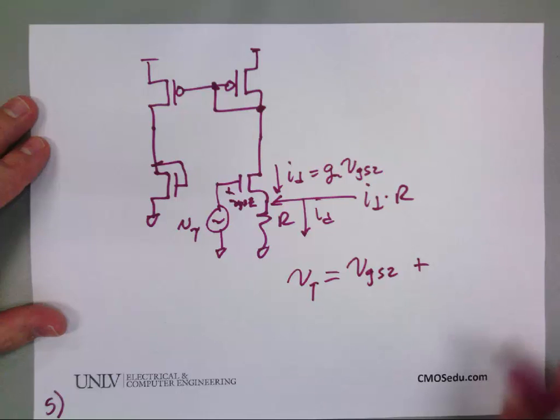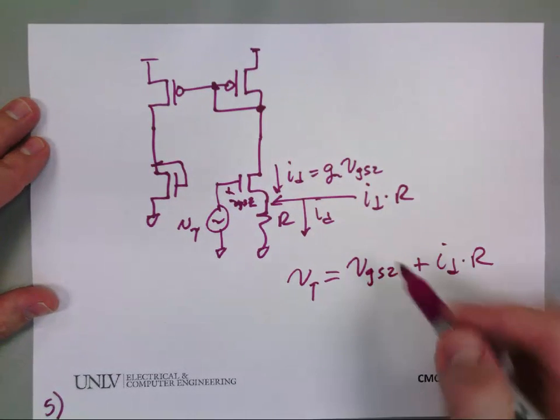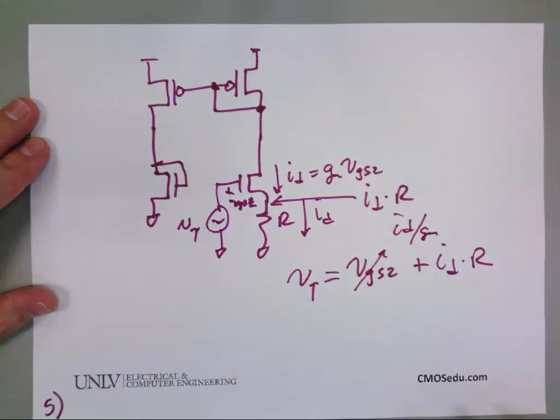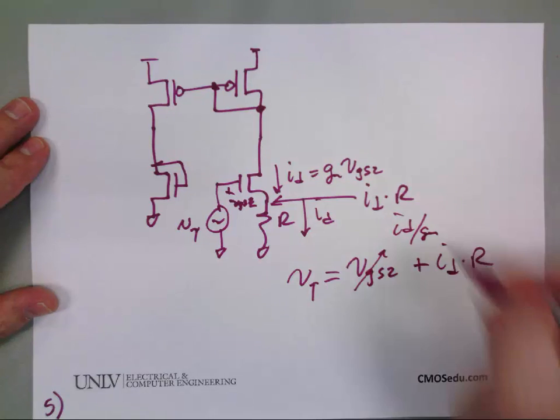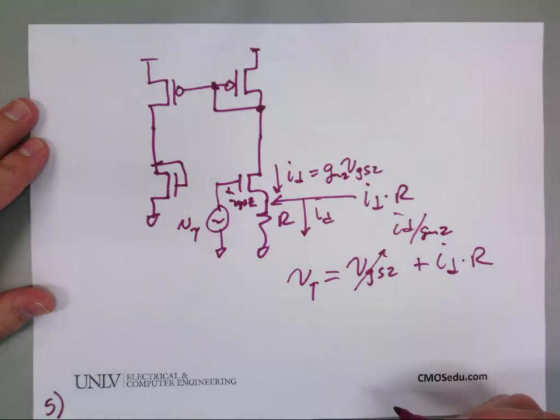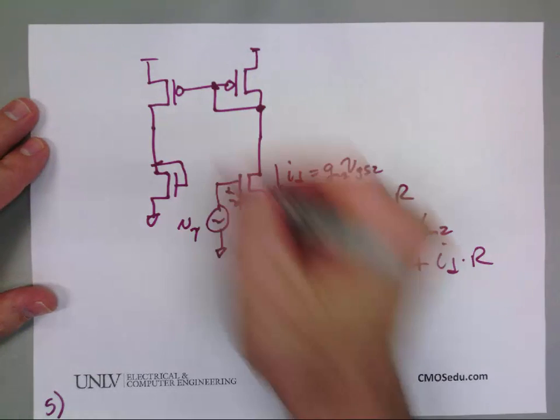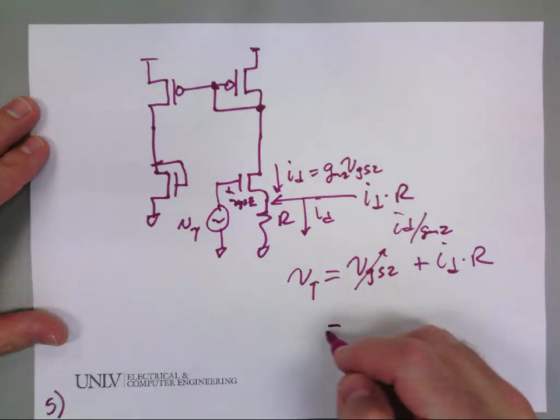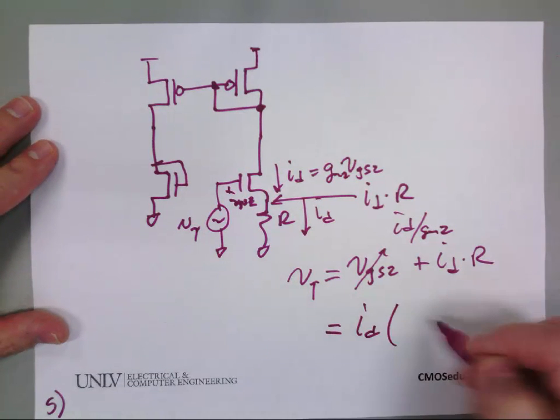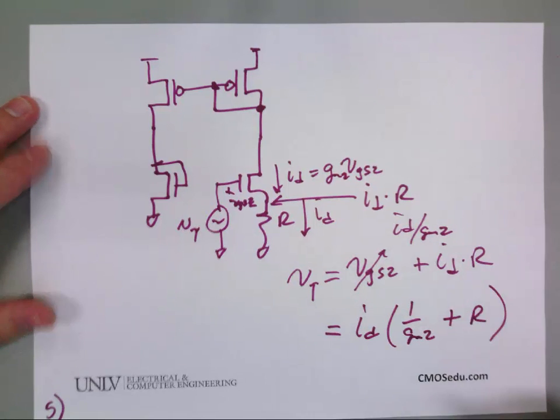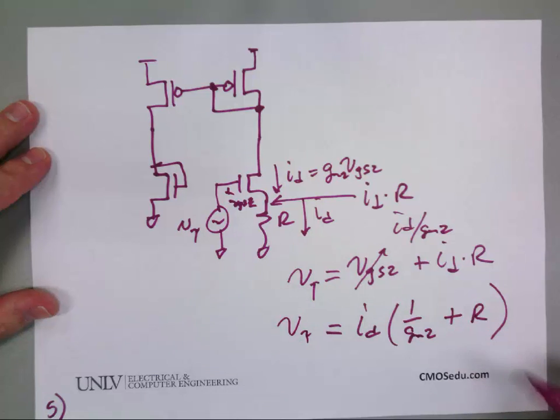Everybody agree with that? And would everybody agree that I can write that as ID over gm? And I'm going to be complete and call this gm2. They're going to be the same, because this makes the same current flow. Does everybody agree with that? And so that's ID times (1 over gm2 plus R) is VTest.